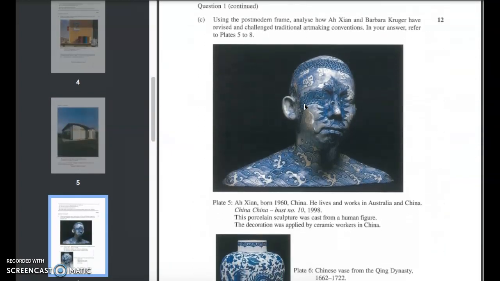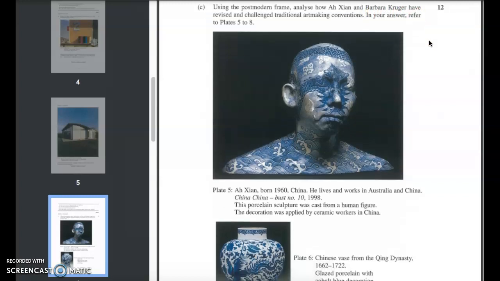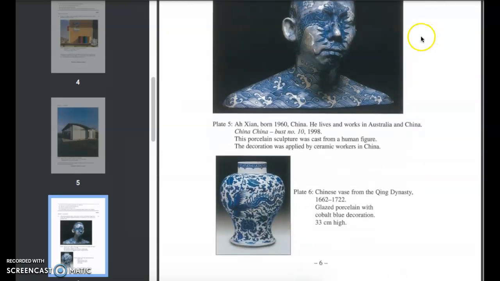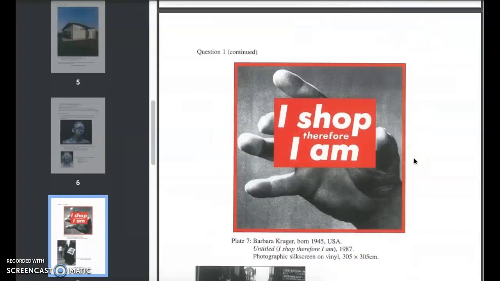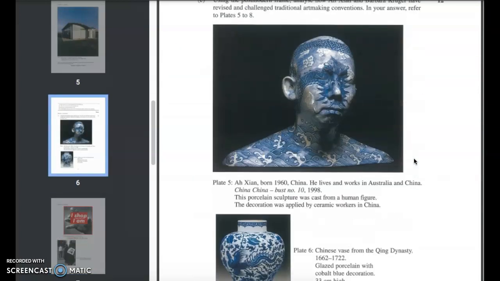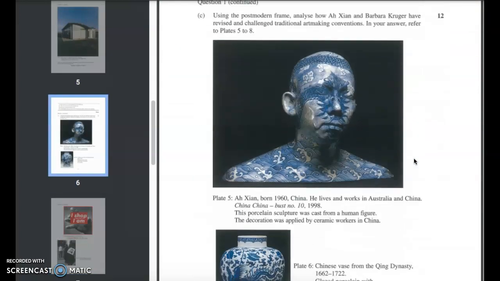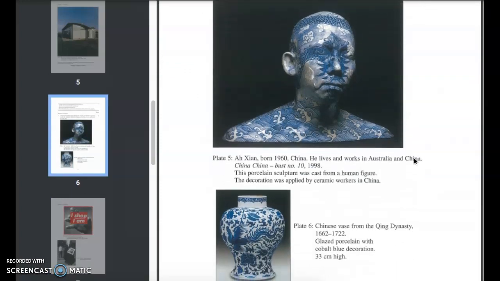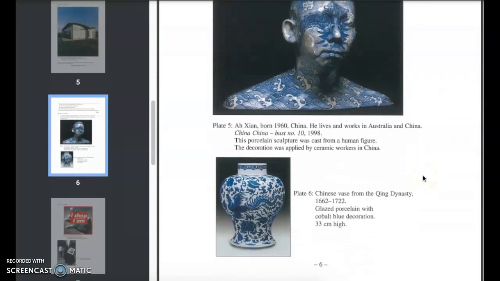All right, last one. Using the postmodern frame, analyze how Ai Weiwei and Barbara Kruger have revised and challenged traditional art-making conventions. In your answer, refer to plates 5 to 8. So we've got 5, 6, plate 7, and plate 8. So you need to reference all of these in your answer. But let's not worry about the question. Let's just look at the information.